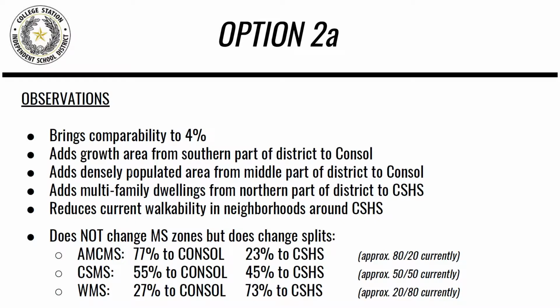It does, from option 1, reduce the current walkability in the neighborhoods around College Station High School. Again, that's because of considering the movement in the middle to Consol as opposed to where it's currently zoned at CSHS. Does that make sense, group? Okay. It doesn't change middle school zones, but does change our splits. And again, you can read through AMCMS, 77% Consol, 23% College Station High School. And again, you're familiar with our current approximated splits as is. It would, at CSMS, have projected 55% going to Consol and 45% to College Station High School, and Wilbur Middle School would be 27% to Consol and 73% to College Station High School. It just gives you a comparison point.